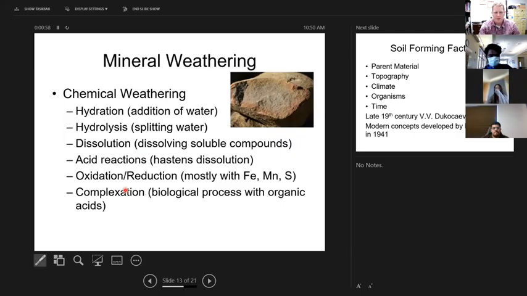This is kind of an interesting one, this complexation. A lot of the times, depending on the soil and its properties, we can get formation of organic acids. And when the organic acids and the soils interact, you get some really cool things that happen. But again, that breaks down the mineral structure of the soil. And I'm not saying that that's a bad thing. It's just something that happens.